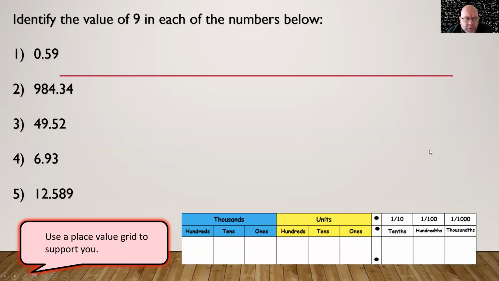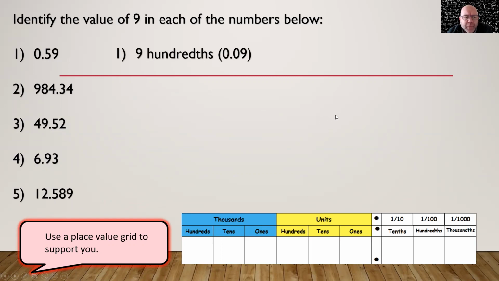Right. One's for you to try. In each of these numbers, there is a digit 9. You can see a 9 there, 9 there, 9 there, and so on. But what is the value of the 9? Place value chart is there if you need it, just to help you along. Okay, let's have a look at the first one. What's the value of the 9 there? Hopefully you realize it is hundredths. So 9 hundredths or 0.09.